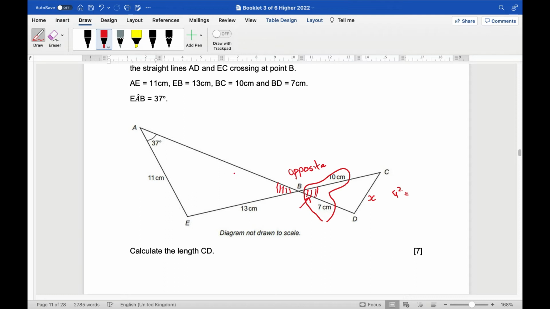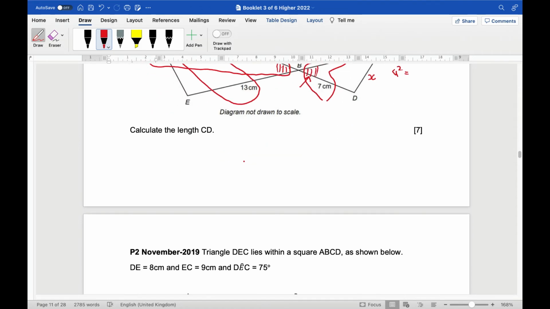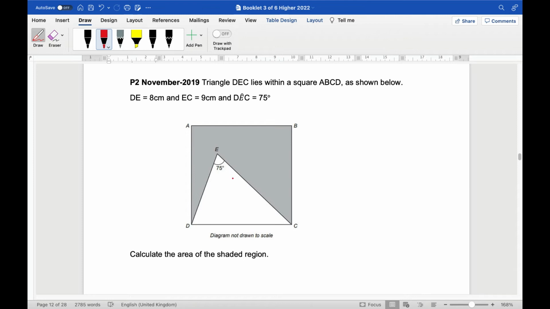But how am I going to get this angle? Well, on this triangle I've got that complete pair, and luckily here I've got that incomplete pair there. So work out the angle with the sine rule, and then use the cosine rule on the second triangle to get the side. Here, calculate the area of the shaded region. All right, lovely. DE is 8. EC is 9. That triplet allows me to do two things.